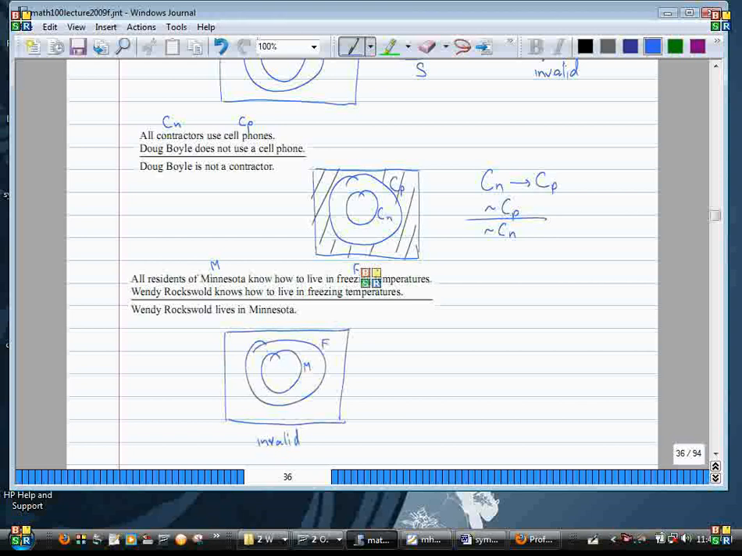Now let's go through the exact same argument using logic notation. So using logic notation, how does this look? What does the first statement say? If M, then F. And what does the next one say? That's the complicated way. So we're just saying F. Knows how to live in freezing temperatures. Now in notation, what does the conclusion say? M. But is this valid? No. This is not valid.